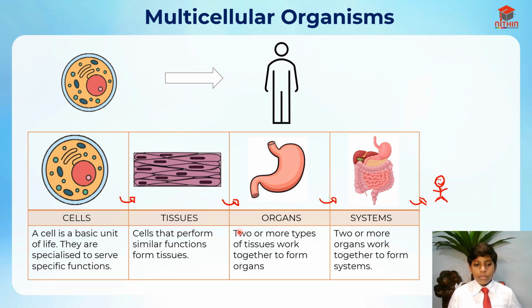And you know that this is a digestive system, right? In order for the digestive system to work, you need to have the stomach, the small intestine, the large intestine, the anus, the mouth, the gullet. So all of these organs need to work together in order to form this system. So this is how we can see the connection between cells, tissues, organs and systems, in humans and animals. Now that you have understood multicellular organisms, let's move on to the next segment.